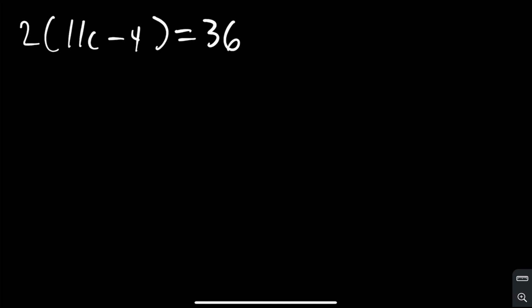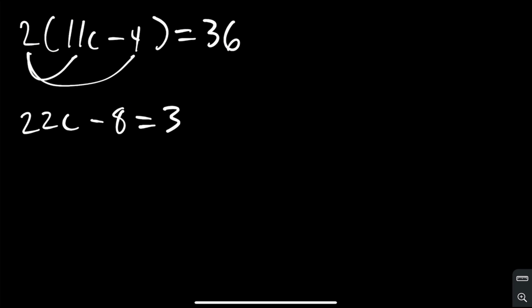So for this problem, we have this equation, and we're going to do order of operations. So we have parentheses, but we can't do 11c minus 4. So we move on to exponents. Exponents, we don't have any, so we move to multiplication and division, which we're going to have to multiply the 2 with this and this. So we got to distribute that. 2 times 11c is basically 2 times 11, so it's going to give you 22, and then carry the c. And then minus 2 times 4 is going to give you 8, and then it equals 36.